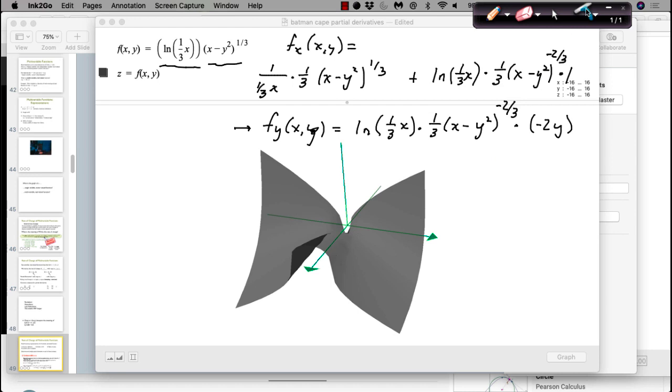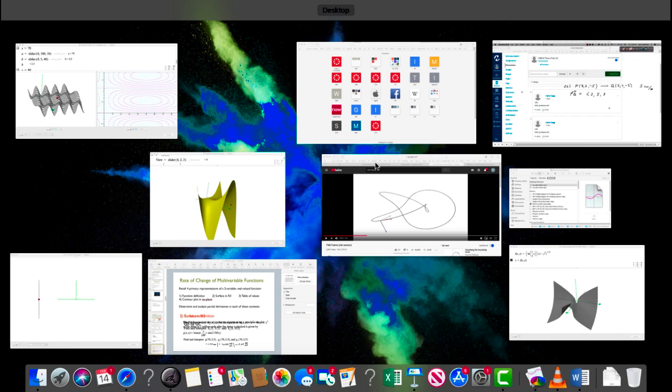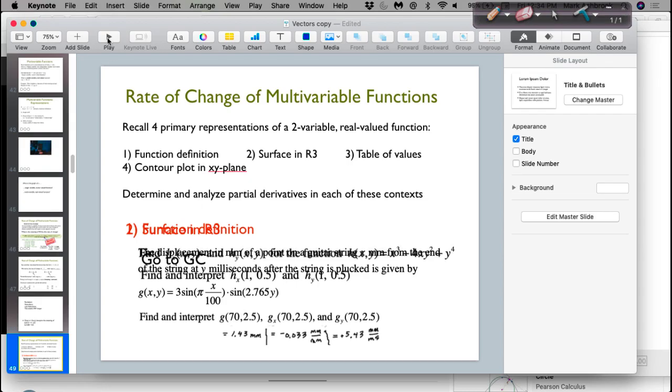Okay, so that's a function formula. So now let's talk about it in terms of graph. So going back to this.